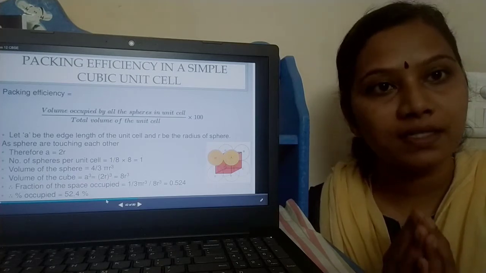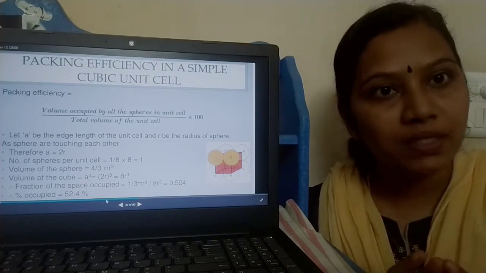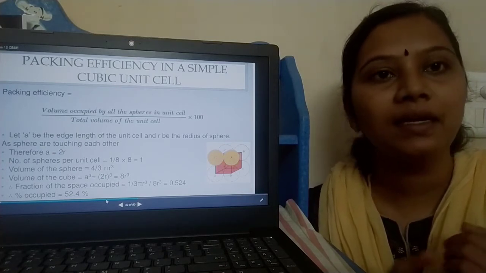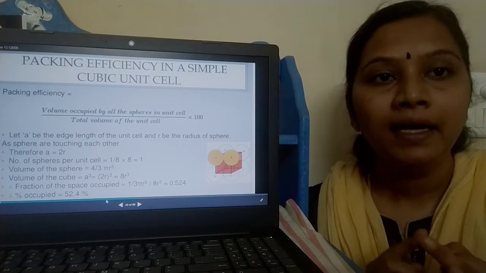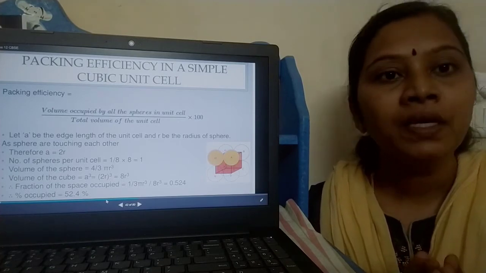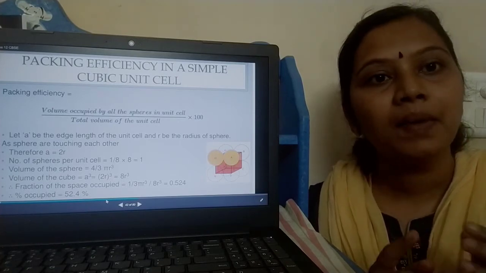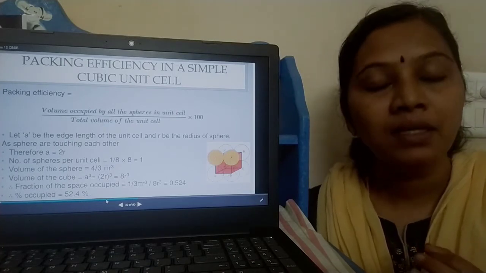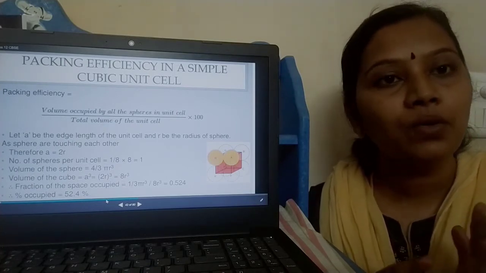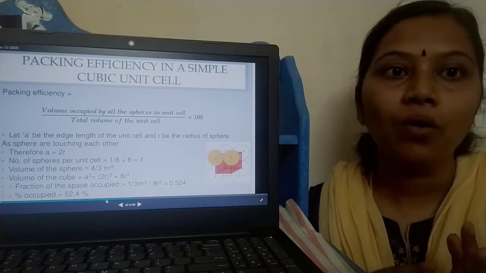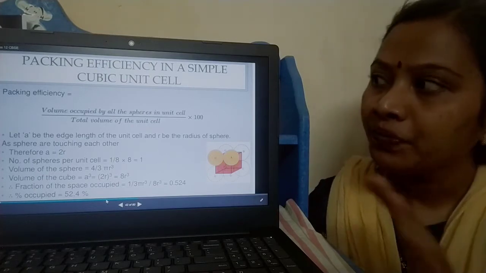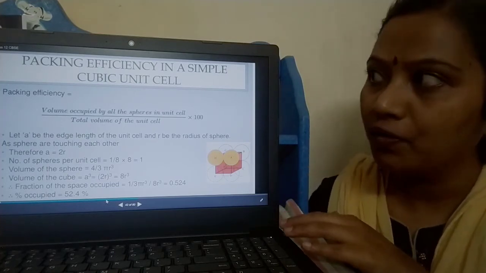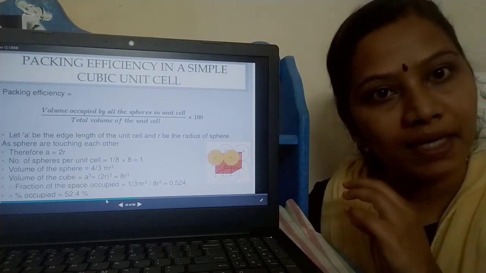Then we saw what is crystal lattice, what is a unit cell. Then we saw the types of unit cell, like face centered, body centered, end centered unit cell. Then we saw packing, like packing in 1 dimension, packing in 2 dimension, then packing in 3 dimension. Then we saw tetrahedral voids, then octahedral voids. The last topic under unit cell is packing efficiency.